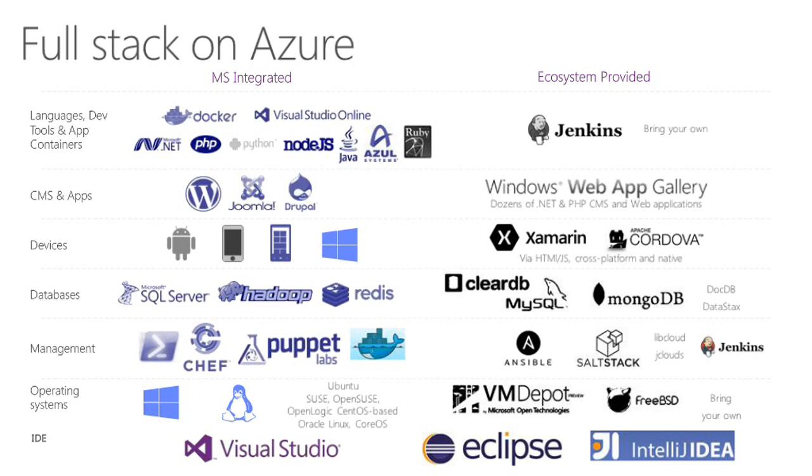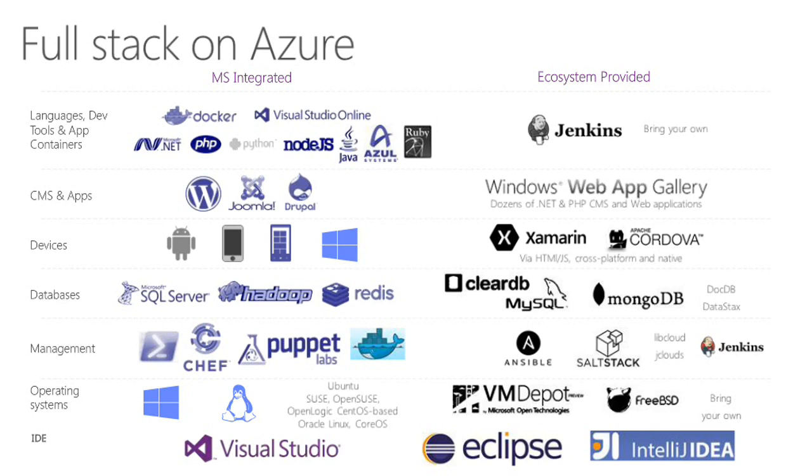When you think about the languages, development tools, and application containers, all the way from Docker to Visual Studio Online, we support any language stack, whether it's PHP, Python, Node, Java, or Ruby. In terms of content management systems, we support WordPress, Joomla, and Drupal. You can see our commitment to diversity in terms of the full application stack demonstrated here. Obviously this slide is a representation, not the full list. But if there is something missing and customers are asking for it, we are always open to working with them to provide that support.